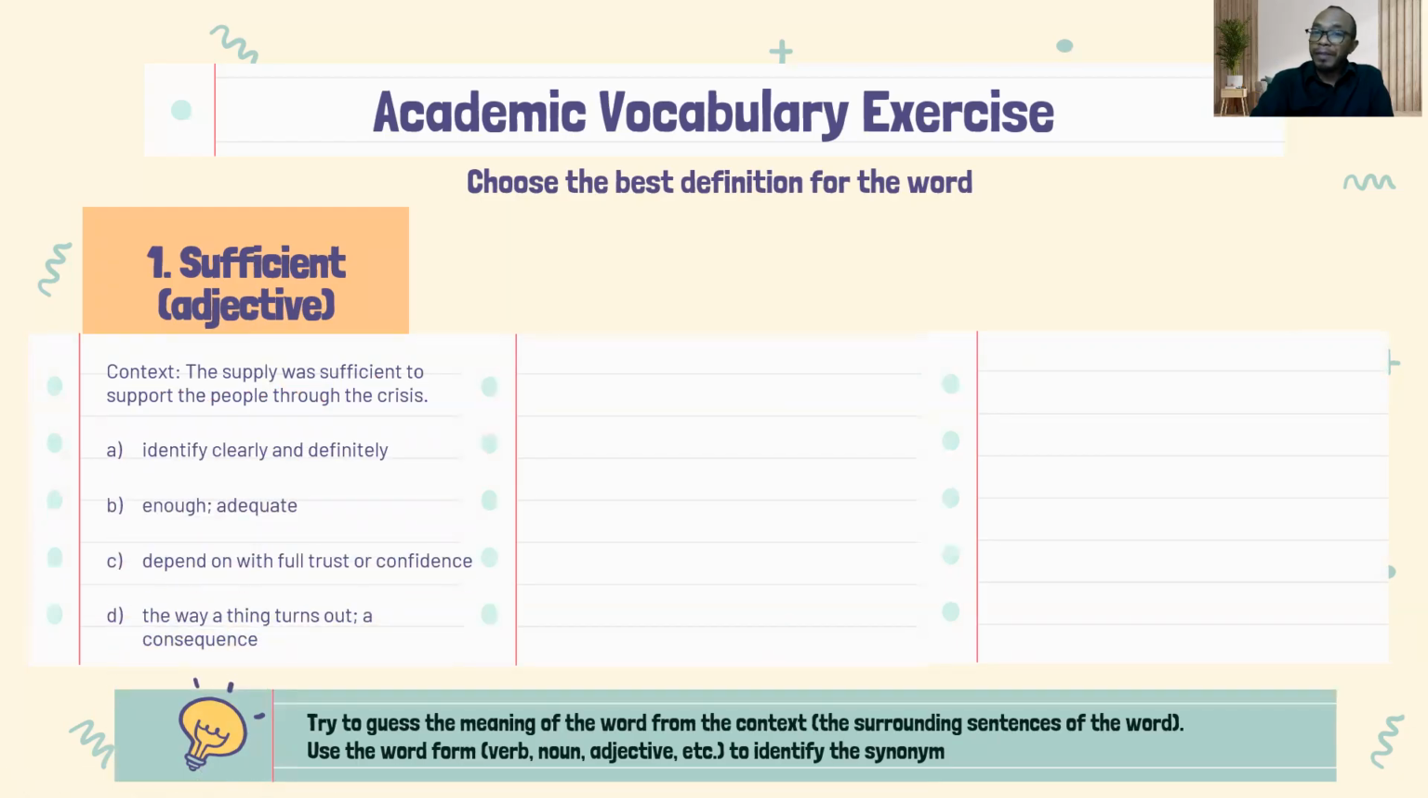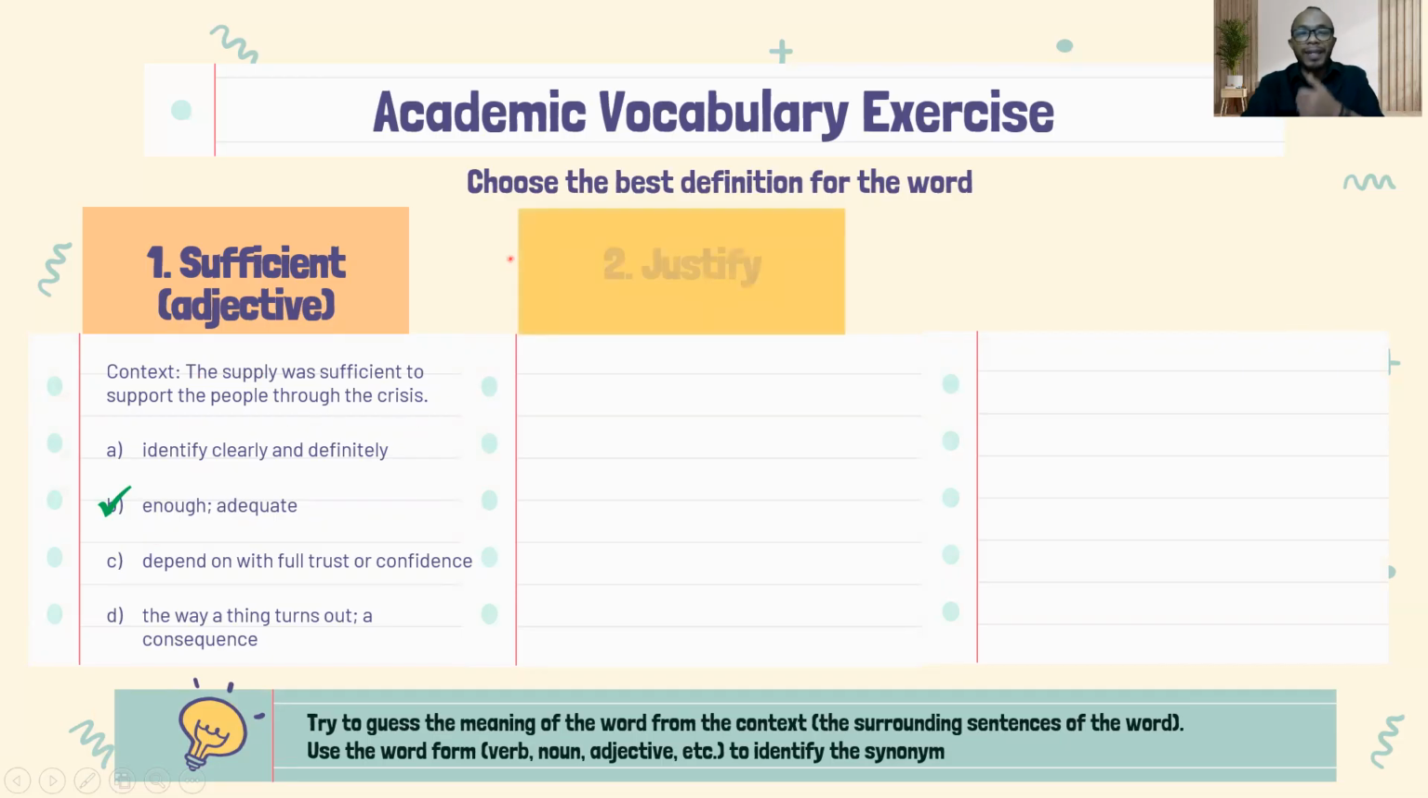You can pause the video to think before answering. Are you ready to answer now? And what do you think? Okay, let's see. Sufficient means enough or adequate. So you can see from the context, the supply was enough to support the people through the crisis.